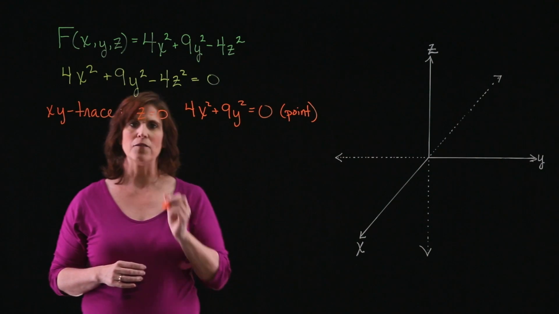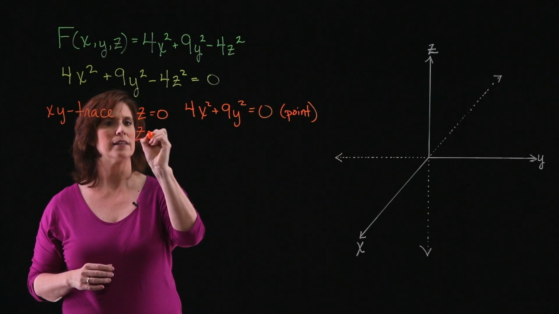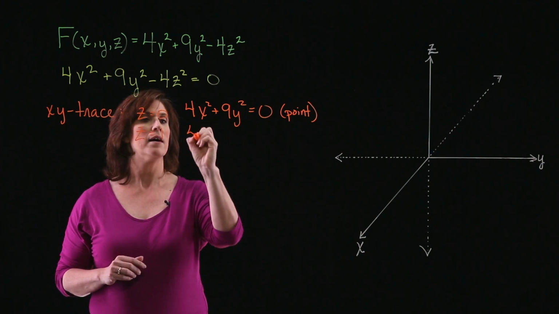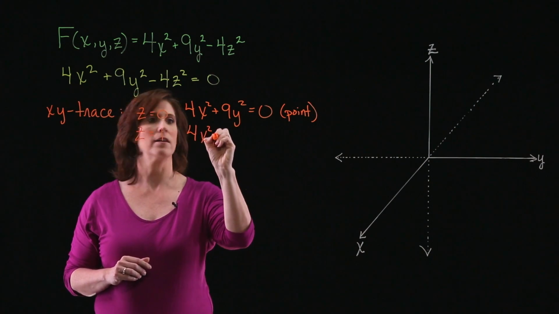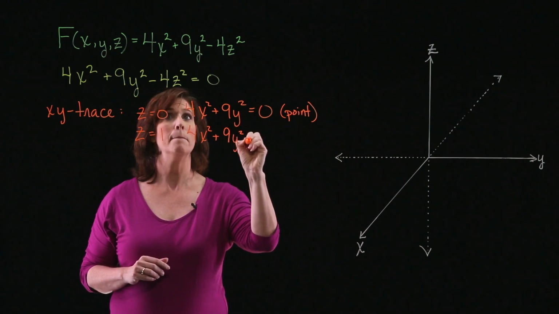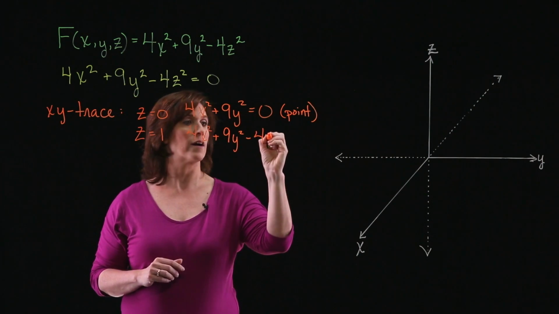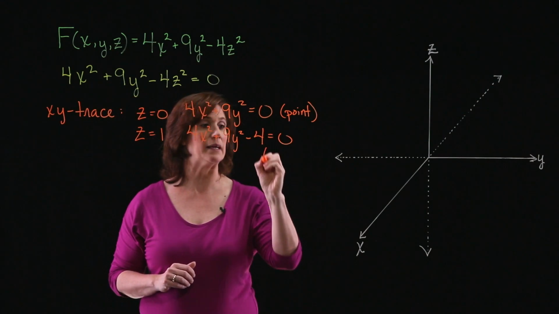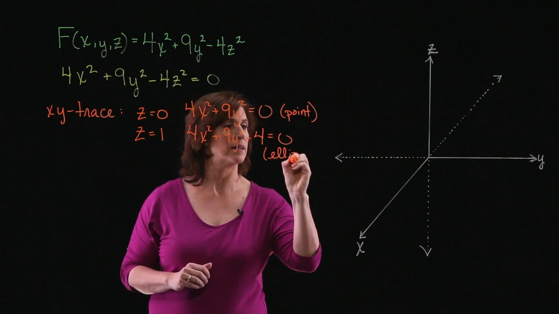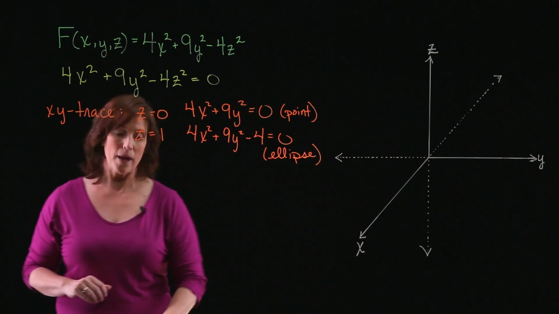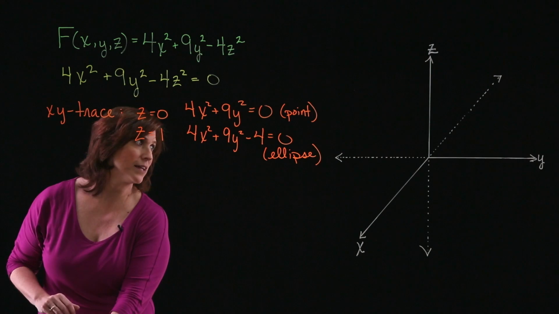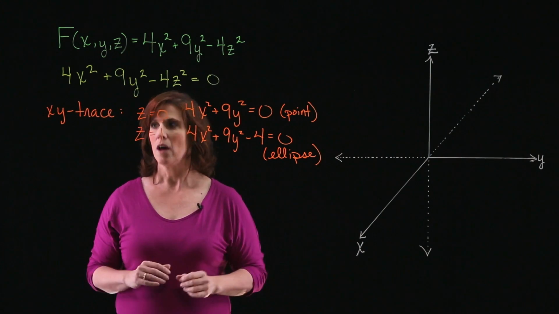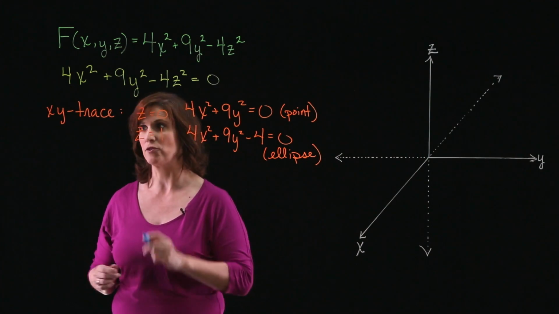All right, that didn't give us a lot of information, so let's try another trace. Let's see what happens when z equals 1. If z equals 1, my equation becomes 4x squared plus 9y squared minus 4 equals 0. This is going to be an ellipse. So if I'm looking at something parallel to the xy plane, my graph is going to look like an ellipse. All right, so let's go ahead and look at some other traces.